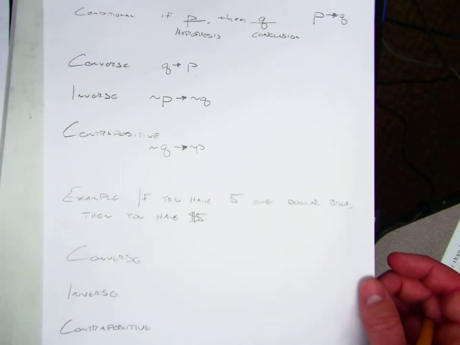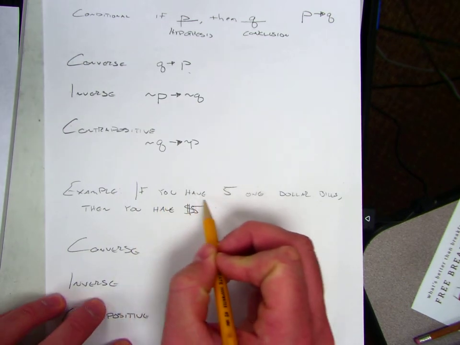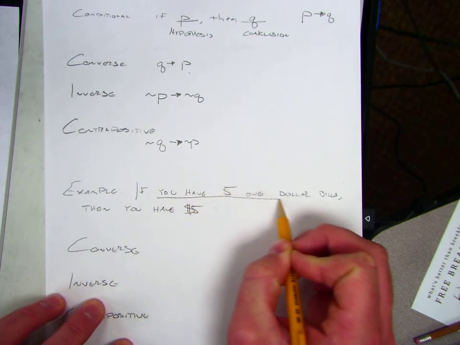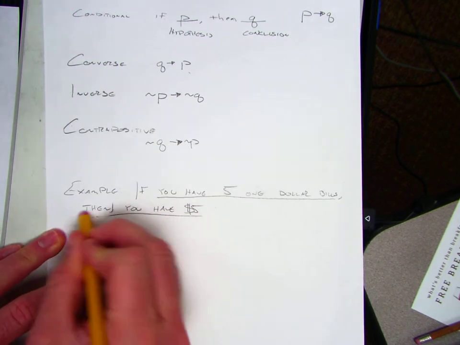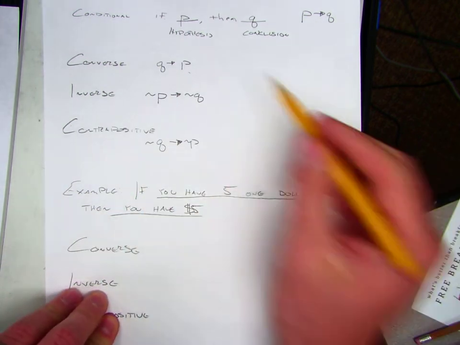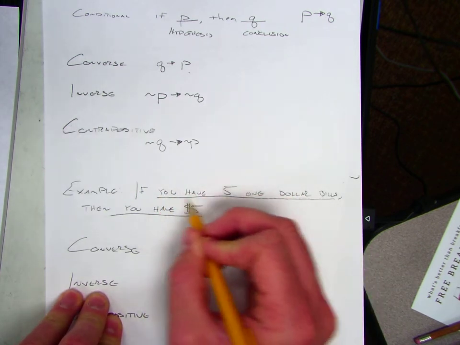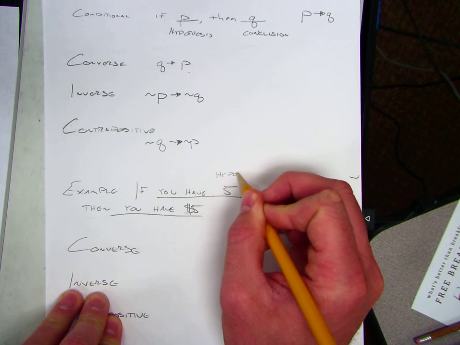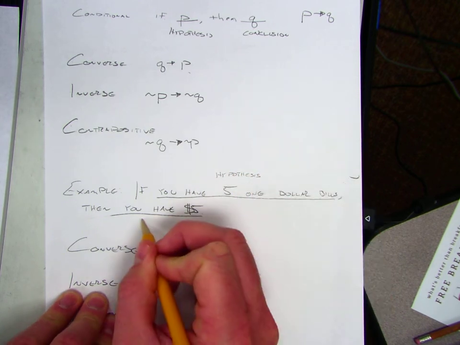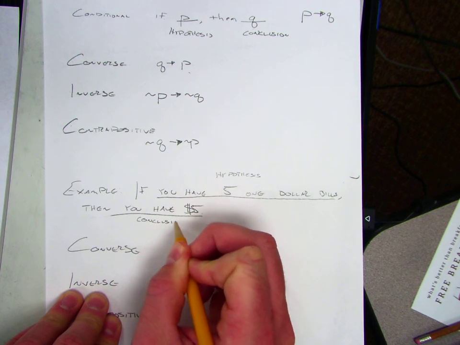An example that we have says that if you have 5 $1 bills, then you have $5. So if I'm looking at this, the if part, the P part of this statement, is if you have 5 $1 bills. That's the hypothesis, and the conclusion is then you have $5.